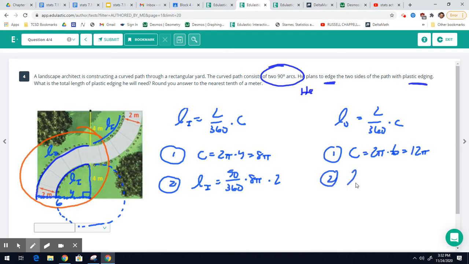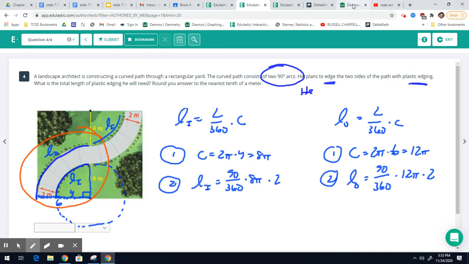And now to find my arc length of the outer, I need to take, again, 90 degrees. It's still a 90-degree arc, just a bigger circle, out of 360 times the circumference of 12 pi. And again, we'll multiply that by 2. So I could try to do all this together so that I wouldn't have to round it all. So let's do that real fast.